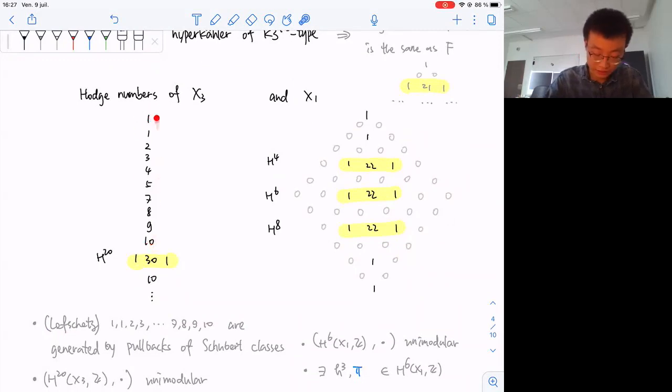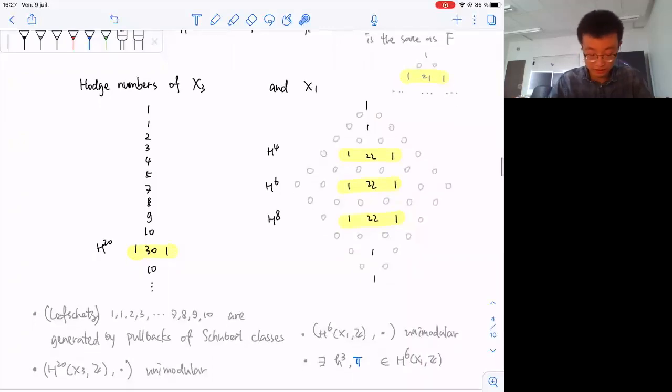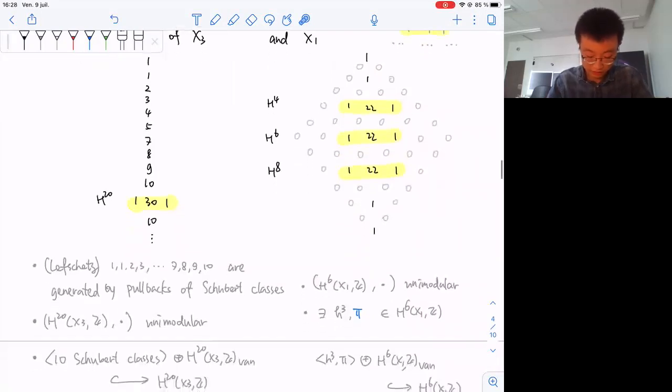So all these classes here, before the middle cohomology, are actually generated by pullbacks of classes on the ambient Grassmannian, which means they are pullbacks of Schubert classes. And on the middle cohomology, we have a Hodge structure of type 1, 3, 1. So in fact, there are 10 of them that still come from the pullback of Schubert classes.